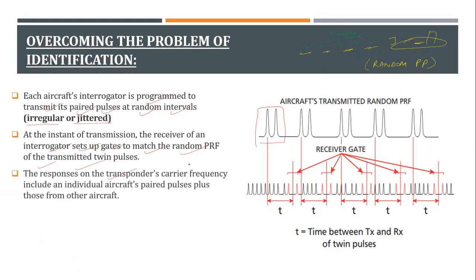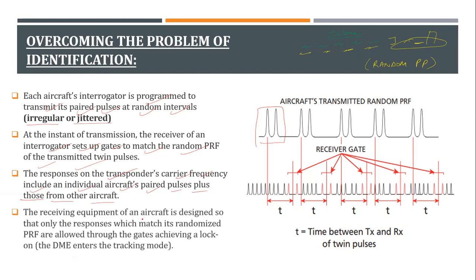The responses on the transponder's carrier frequency include an individual aircraft's paired pulses plus those from the other aircraft. The receiving equipment of an aircraft is designed so that only the responses which match its random PRF are allowed through the gate, achieving a lock on. Now I've already told you when the ground station will transmit, it will receive, and this will lock on to them.